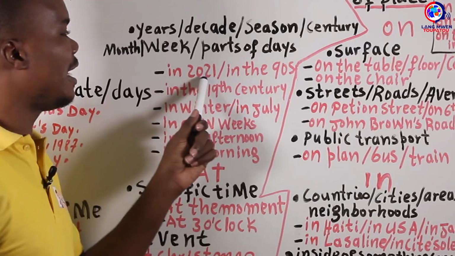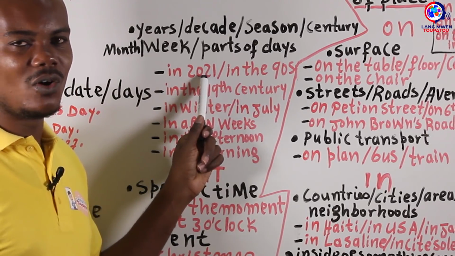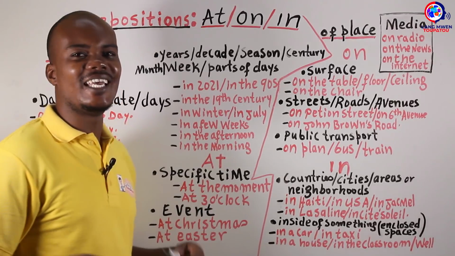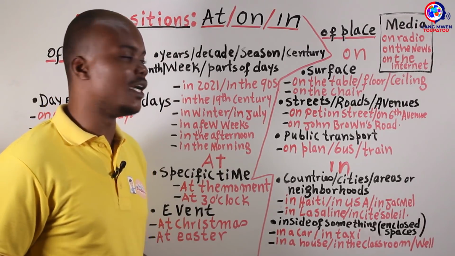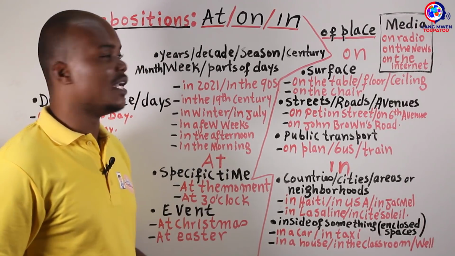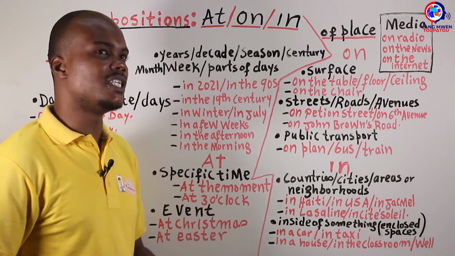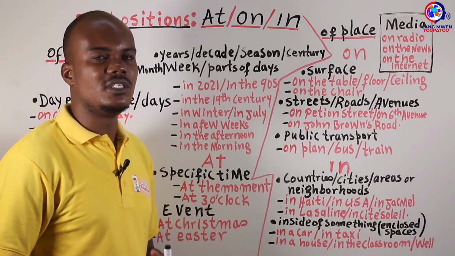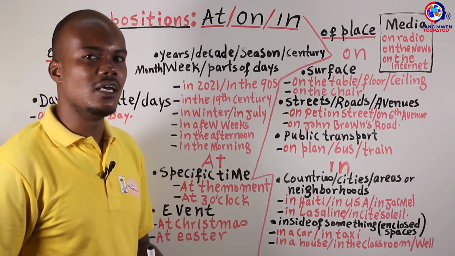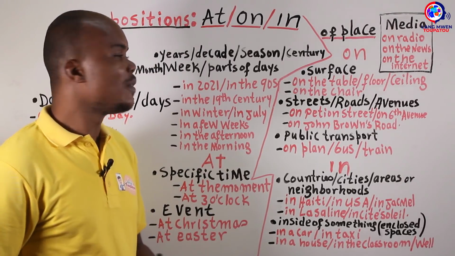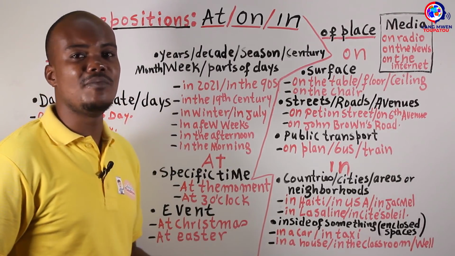For example, you say in 2021. You say in 2002, in 2004, in 2021. You say that because this is a year. You say in 1994. You say in 1981. You say in 1999. So you use preposition in before year.